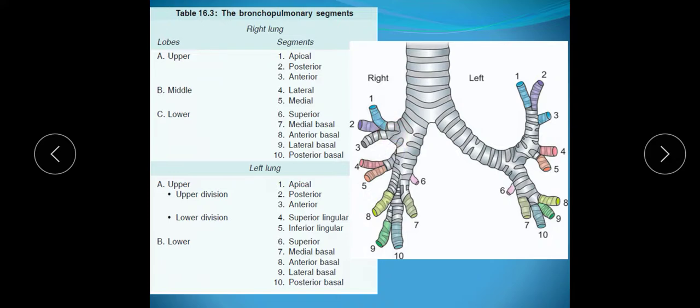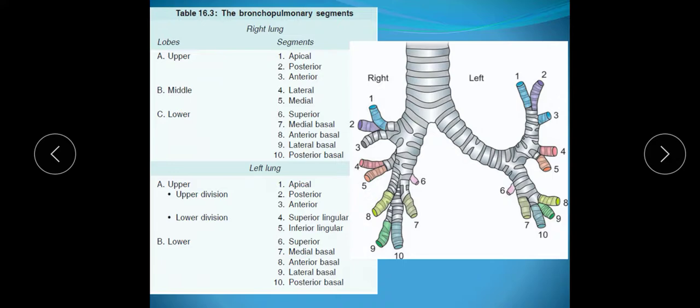The middle lobe of the right lung has two bronchopulmonary segments. These are the lateral and the medial bronchopulmonary segments. And the lower lobe of the right lung has five bronchopulmonary segments. These are superior, medial basal, anterior basal, lateral basal, and the posterior basal. These are the five bronchopulmonary segments in the lower lobe.